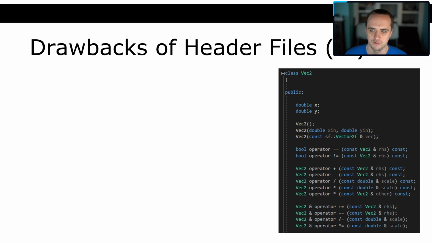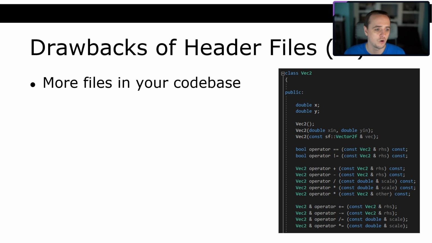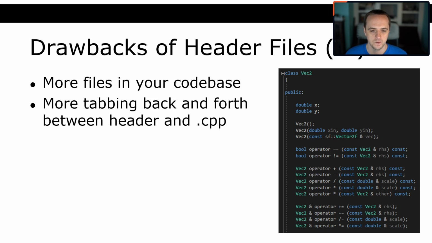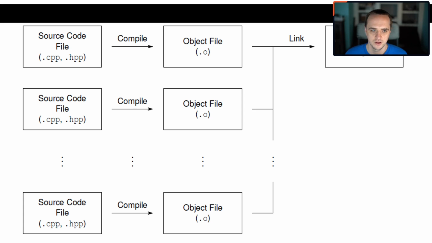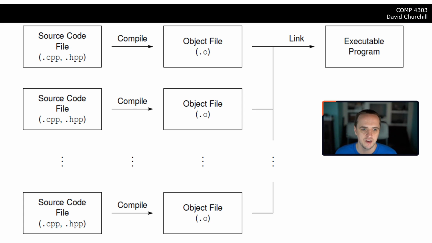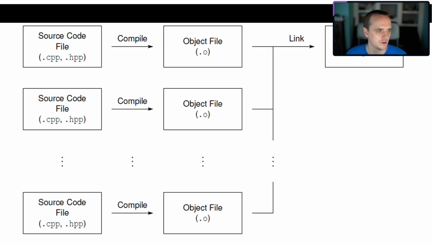What are some drawbacks, however, of header files? You have more files in your code base, right? More files sucks. It's more files to deal with. It's more headache. If you have header files and CPP files, maybe now you have to tab back and forth between the header files and the CPP files, and that may be a little bit annoying. Cyclic dependencies can be hard to detect and resolve. We're not going to get into cyclic dependencies here, but if you ever run into that, header files can actually help solve that. So again, a little bit of a diagram here. We're going to have our source files, so CPP or HPP files, they get compiled into object files and they all get linked together. Okay, so I don't need to go over that. We've talked about that already.